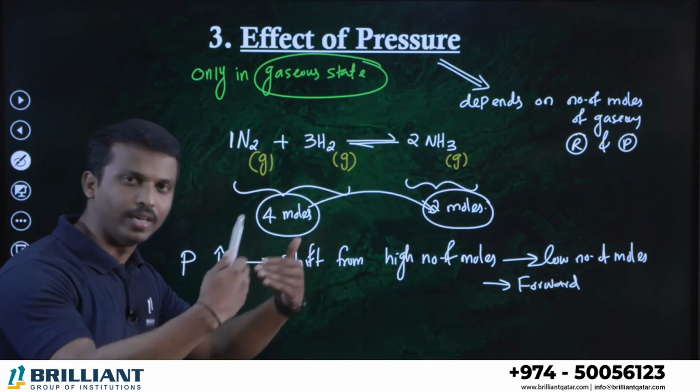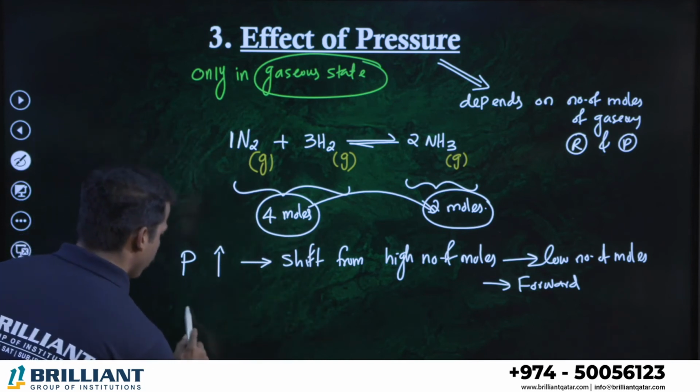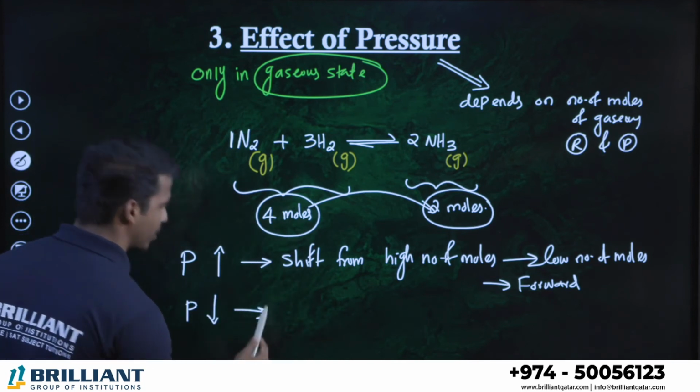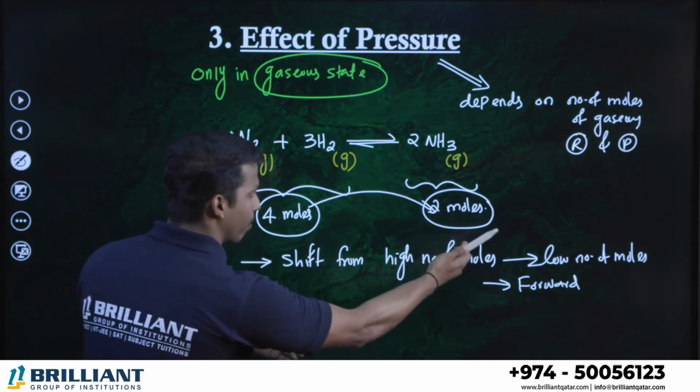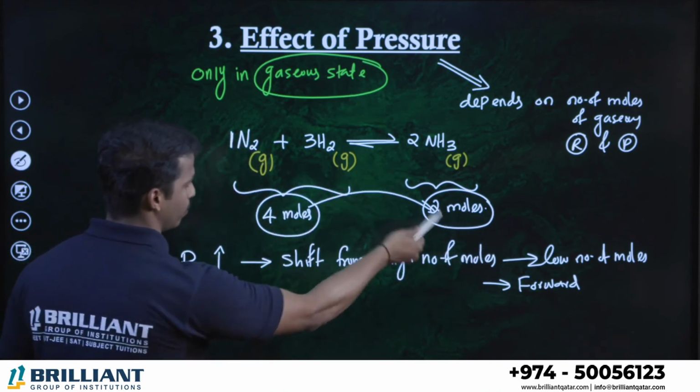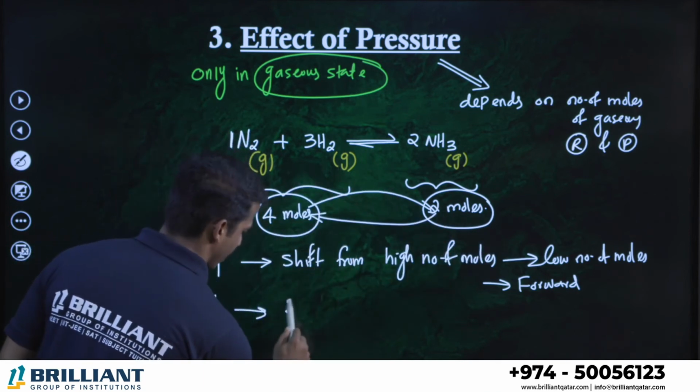Then what if you decrease the pressure? If you decrease the pressure, the reaction shifts from the lower number of moles to the higher number of moles, which means the backward reaction.